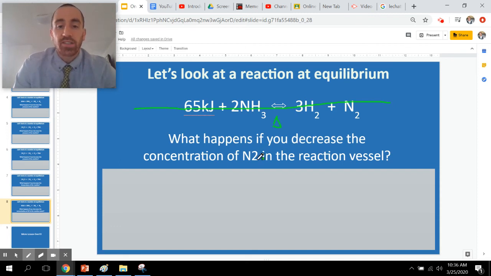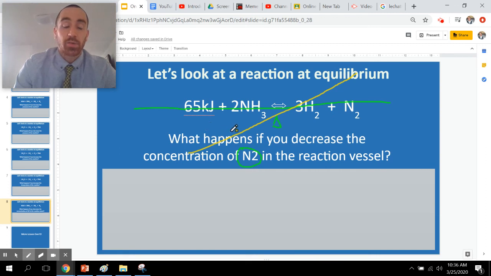Now, if you decrease the concentration of N2, well, where is N2? It's on this side. So if you decrease the amount, it's like you're taking some N2 out of there. You're removing it. So imagine if N2 were to jump off the seesaw, suddenly it would be heavier on the left. So the left side is actually going to go down, and this side will go up. Your seesaw is going to get out of whack like that by removing this N2.